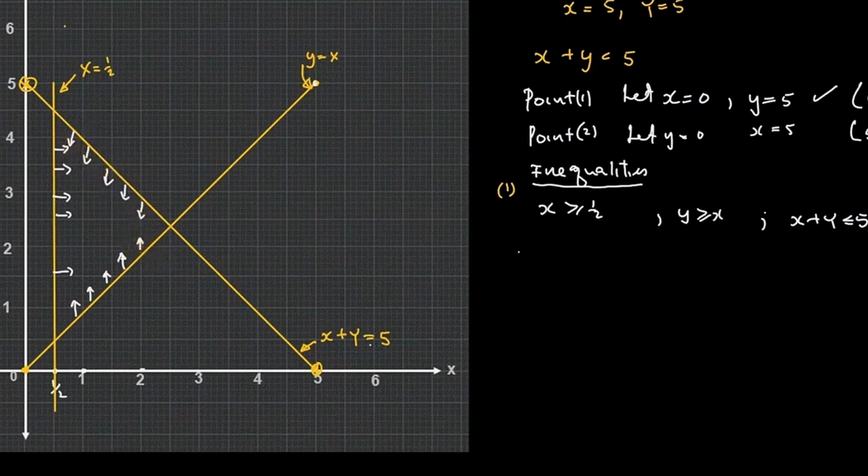So at once we can see that we have identified that this is a closed region. All the arrows are pointing inwards. Let's call this region R. That would represent the solution to the 3 inequalities.